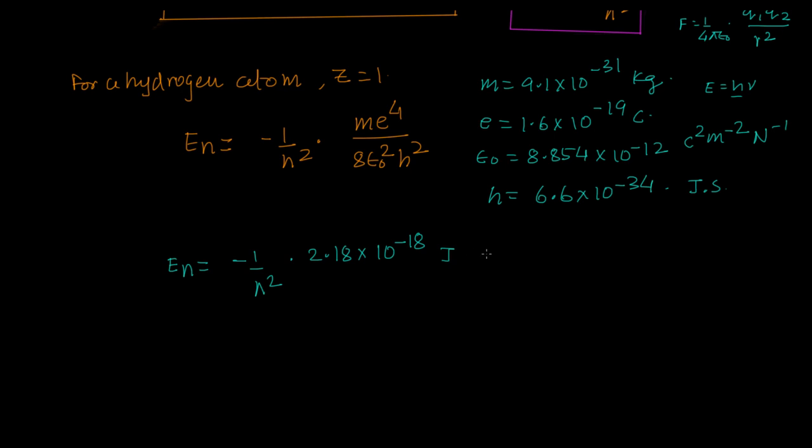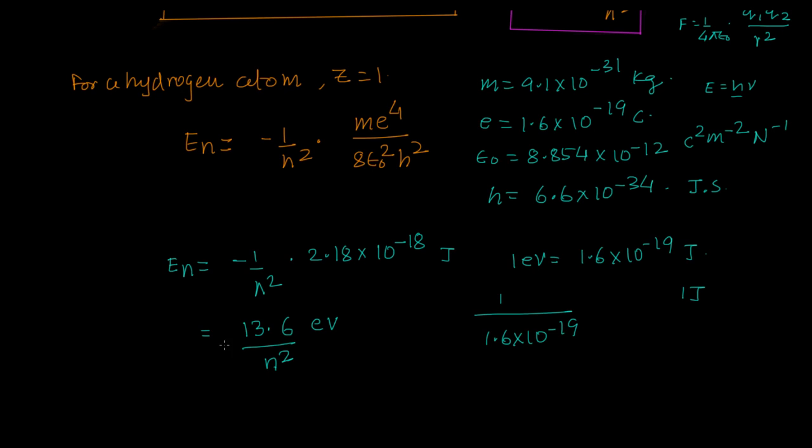This is in joules. Now I know that 1 electron volt is equal to 1.6 into 10 to the power minus 19 joules. So 1 joule is equal to 1 upon 1.6 into 10 to the power minus 19 electron volts. If I divide this quantity by 1.6 into 10 to the power minus 19, we get minus 13.6 electron volts upon n square, and it is this that we have been using so frequently.